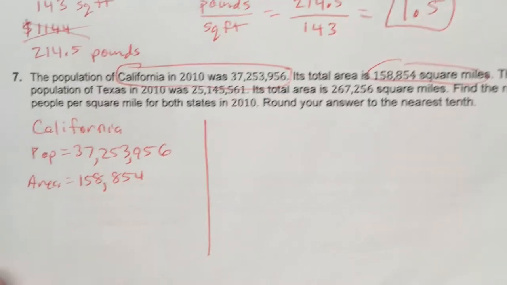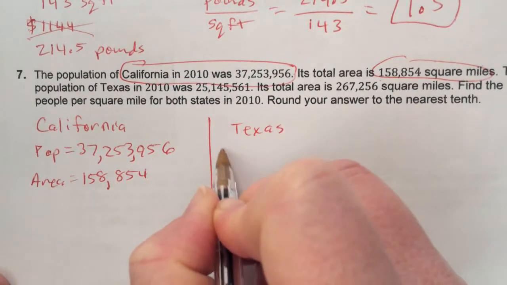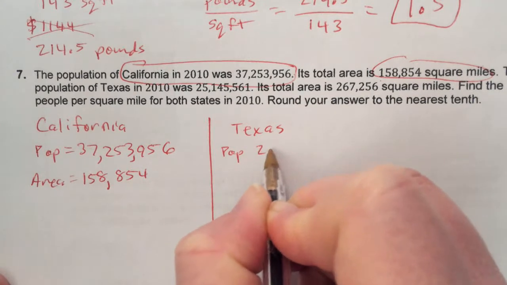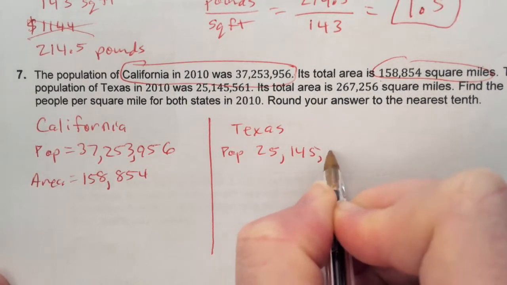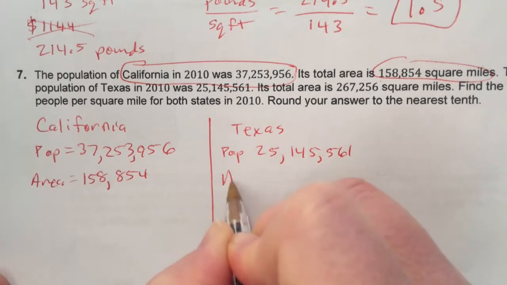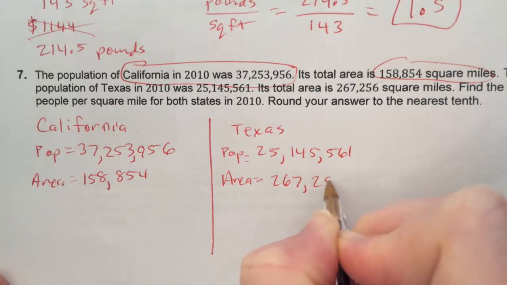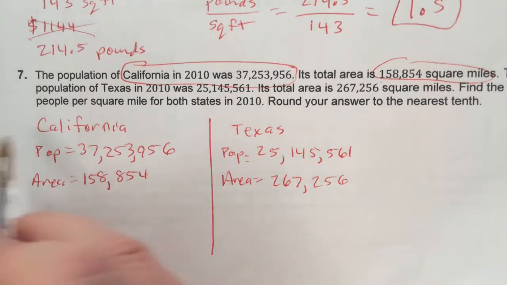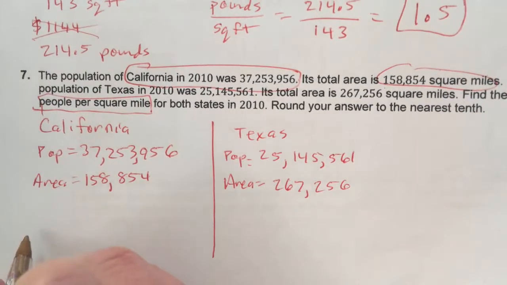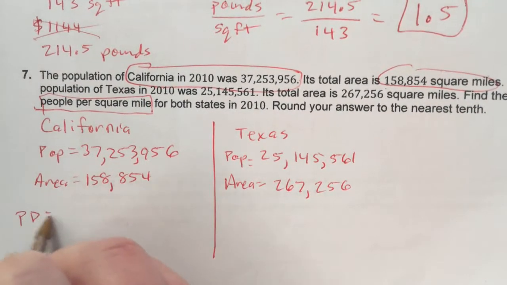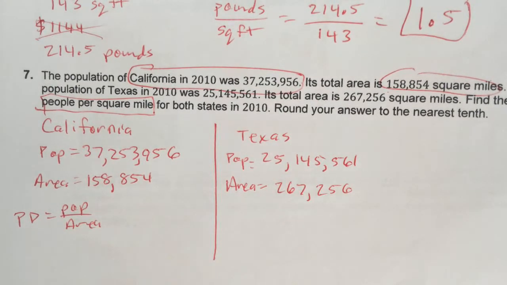So let's go ahead and make just another list. For Texas, the population was 25,145,561, and the area, 267,256. Find the number of people per square mile. That would be population density. So PD is equal to population over area. Just plug it in your calculator.